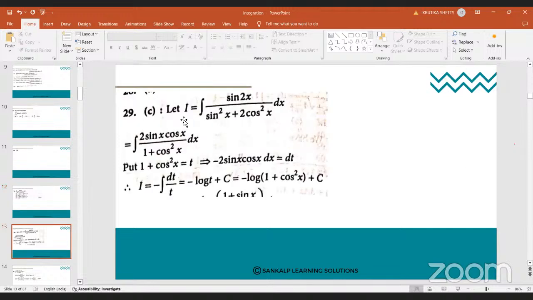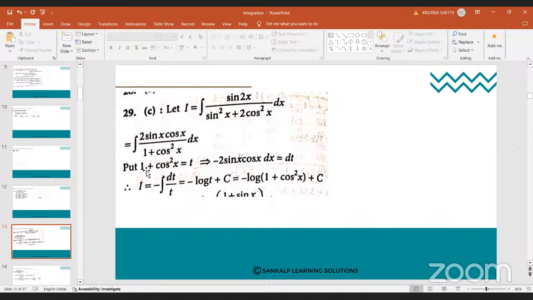So here, let I is equal to sine 2x upon sine square x plus 2 cos square x. Next, sine 2x, using the trigonometric formula, we can write as 2 sine x cos x. And we know that sine square x plus 2 cos square x is there. So sine square plus cos square, it will be 1 plus cos square x.